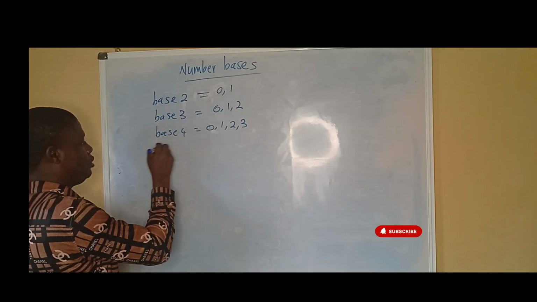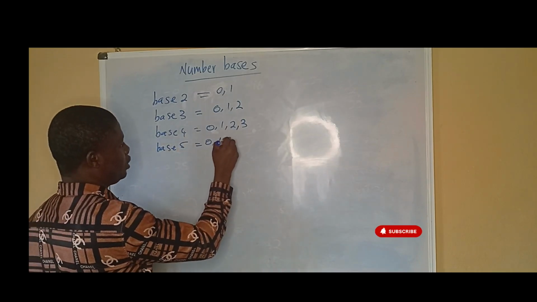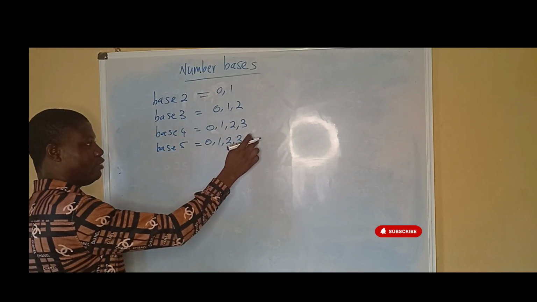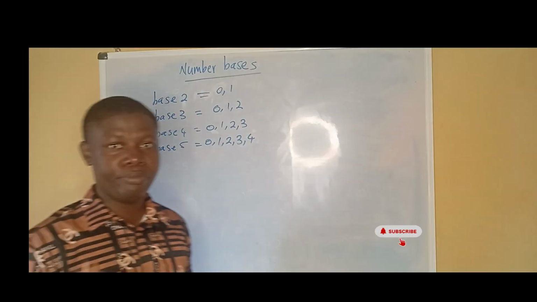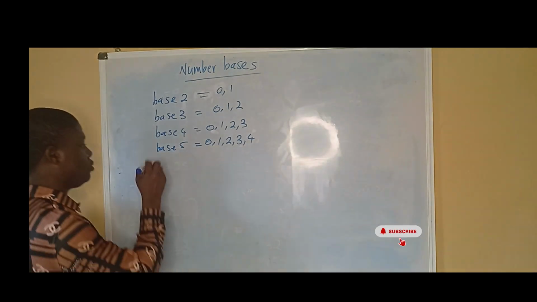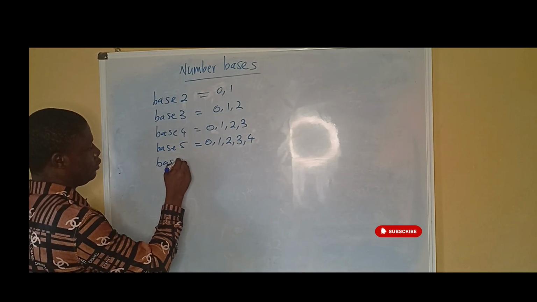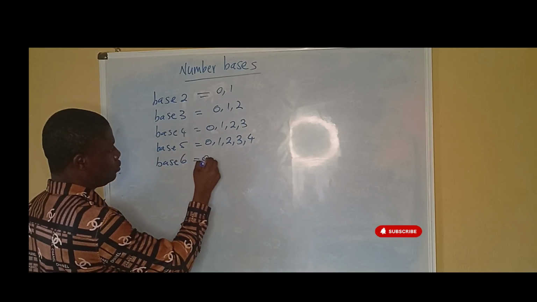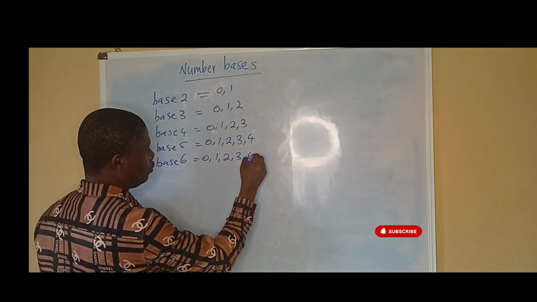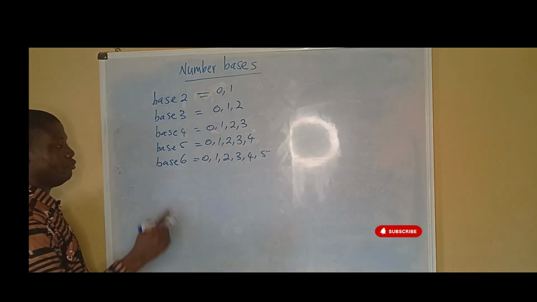Numbers in base 5, you can have 0, 1, 2, 3, 4, but you cannot have 5. So numbers in any given base are always one less than that base. The same thing goes for numbers in base 6: you can have 0, 1, 2, 3, 4, 5, but you cannot have 6 or above.